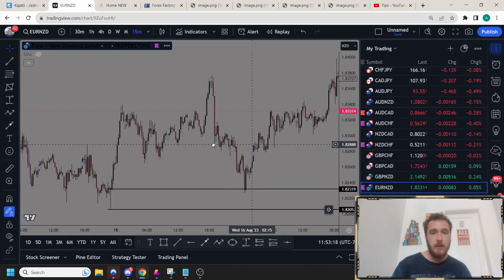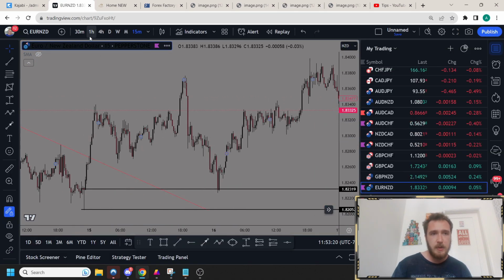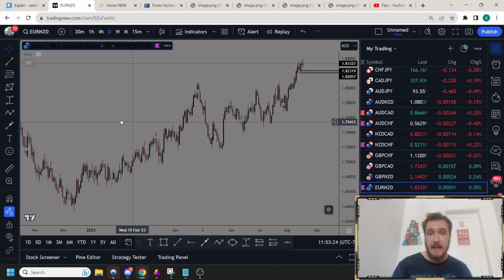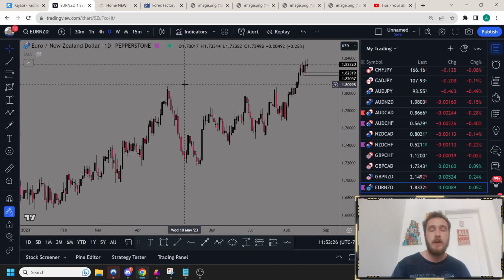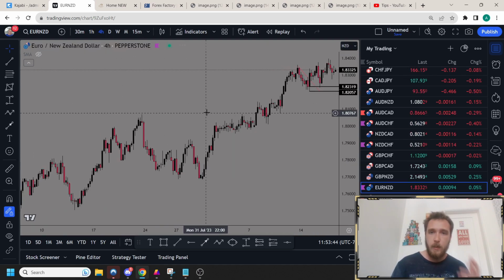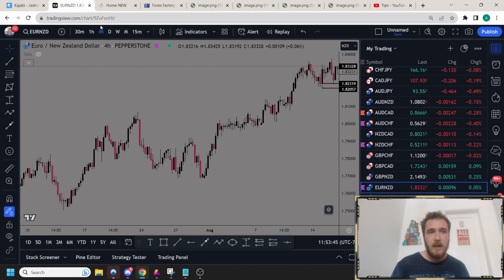So if we continue, Euro New Zealand, this is another one that was on the watch list this week. If we go to, say, the daily time frame, what are we doing, guys? We're in an uptrend. So we can continue to look for buying opportunities on smaller time frames, as long as we're not sitting inside an opposing higher time frame supply zone, right? So in this case, we're in a heavy uptrend. 4-hour time frame, we're in a heavy uptrend.